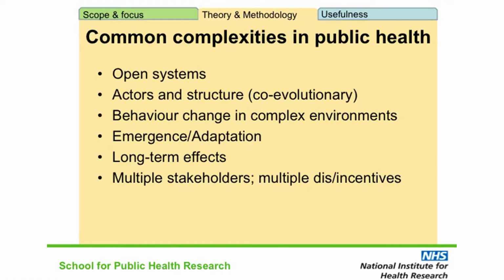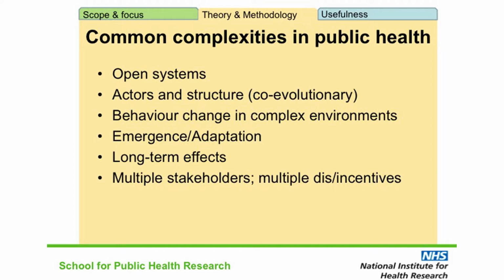Here are some of the common complexities that are found in public health interventions. Quite often they are working in open systems, so that there are influences coming into the program from outside, and they're operating outside of the program envelope as well. They rely on changes within structures and changes in behaviour of actors, and in this way they're quite co-evolutionary in that the structures will change people's actions and people's actions will feed back and change the structures.